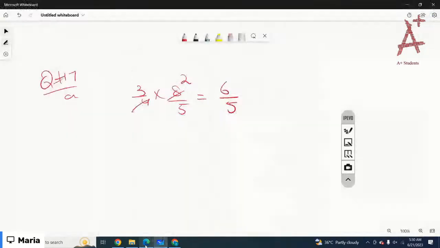E part, 2 by 9 times 15 by 4. Okay, 2 times 1 is 2 and 2 times 2 is 4. 3 times 3 is 9 and 3 times 5 is 15. So 5 times 1 is 5 and 3 times 2 is 6. So it would be 5 over 6. Got it?